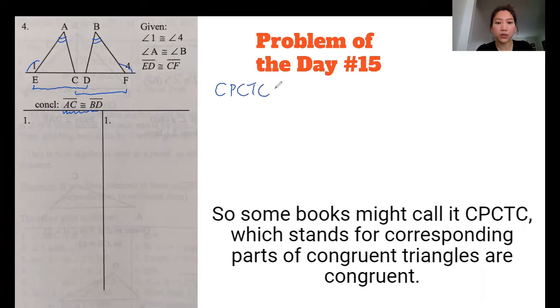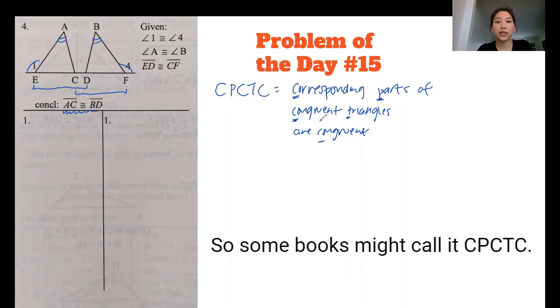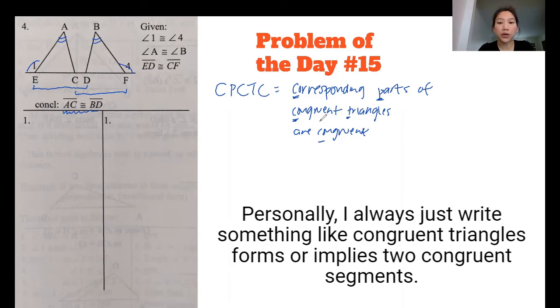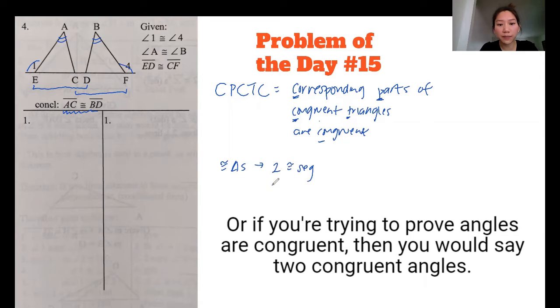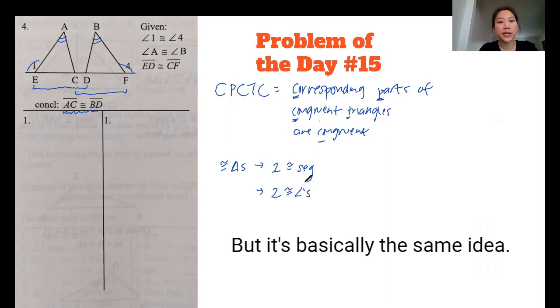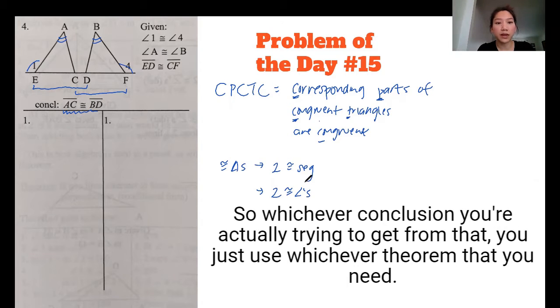CPCTC, which stands for corresponding parts of congruent triangles are congruent. So C, P, C, T, C. Some books might call it CPCTC. Personally, I always just write something like congruent triangles implies two congruent segments, if that's what we're trying to prove, that we have segments that are congruent. Or if you're trying to prove angles are congruent, then you would say two congruent angles. But it's basically the same idea. Once you prove that the triangles are congruent, then you know that all the sides and all the angles are congruent. So whichever conclusion you're actually trying to get from that, you just use whichever theorem you need.